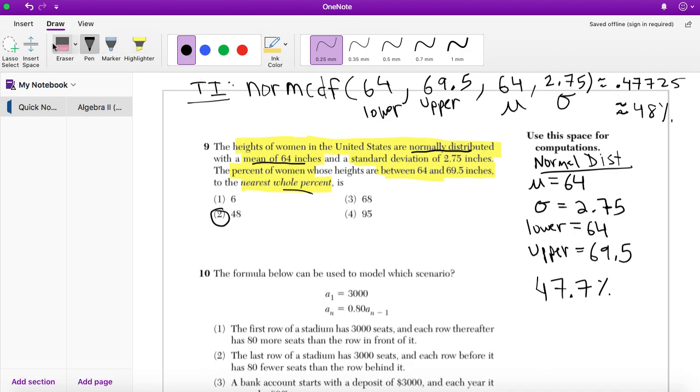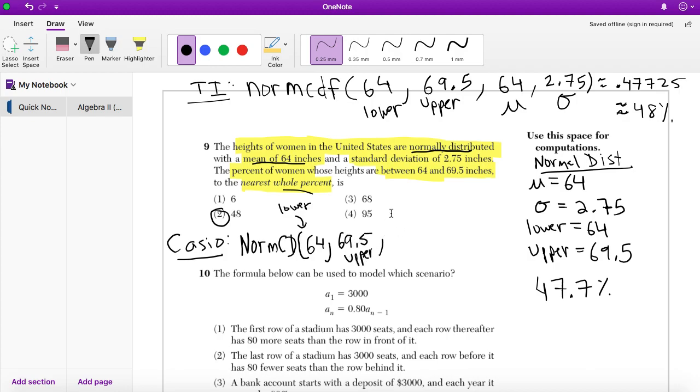If you're using a Casio, so this was for TI 83, 84, if you're using a Casio, at least the type that we use in my school, what you're going to do is you're going to get normal distribution function, norm CD. This is the one I'm familiar with. It's just like the TI. You're going to enter the lower first, then the upper, but the difference is you're going to enter the standard deviation before you enter the mean, and then you enter the mean last, which is 64. You do that, you're going to get the same result.